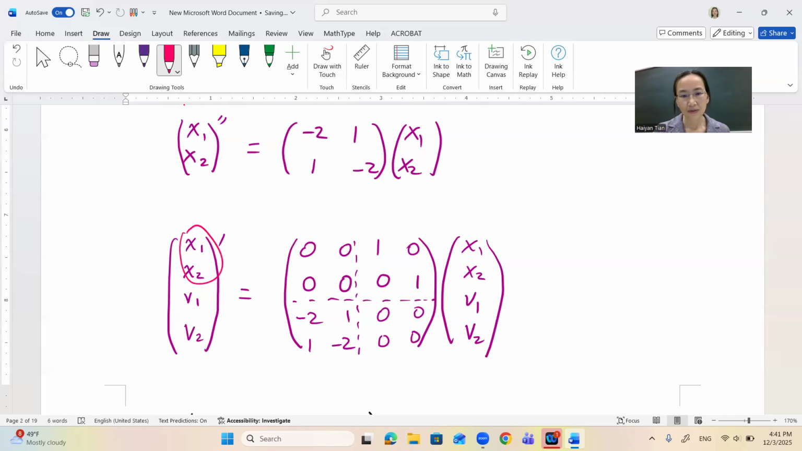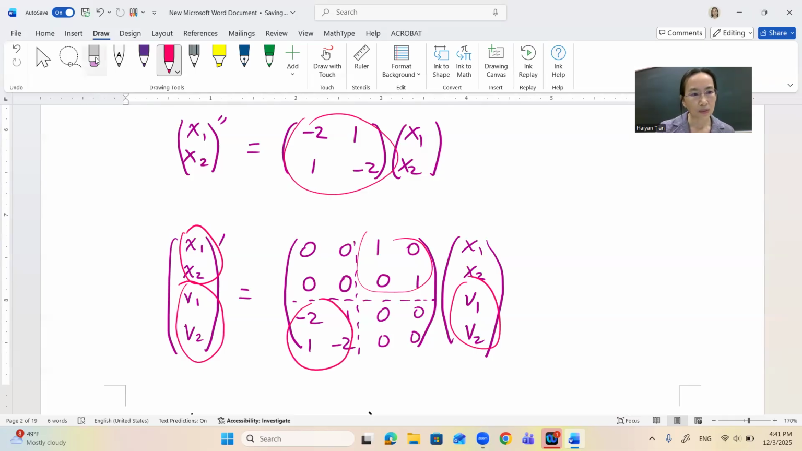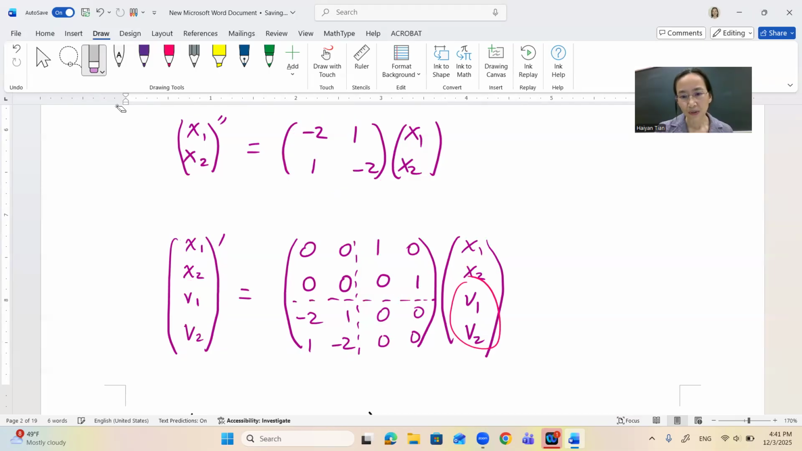And so from here, you can see x derivative is equal to this times velocity, right? So that's velocity. And then velocity's derivative is equal to this times x. Yeah, so we can see the system, according to our previous discussion, is reduced to the first order system.